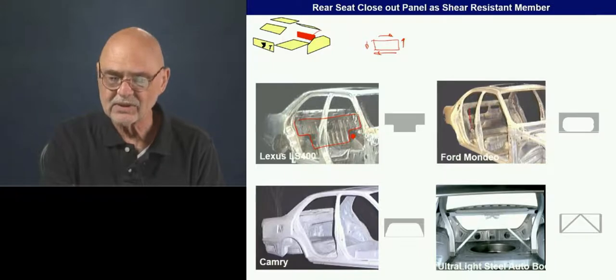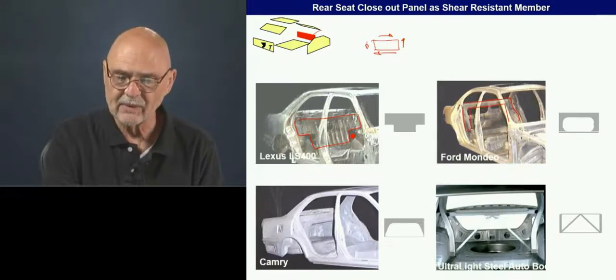Here's another way to do this. Here's a beam framework. So we have kind of good joints here.